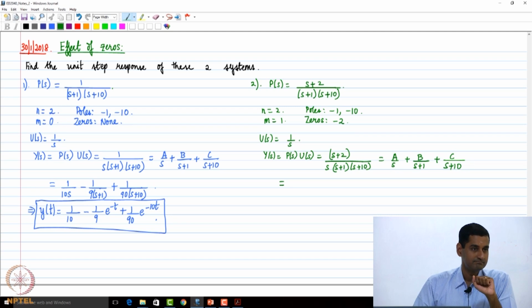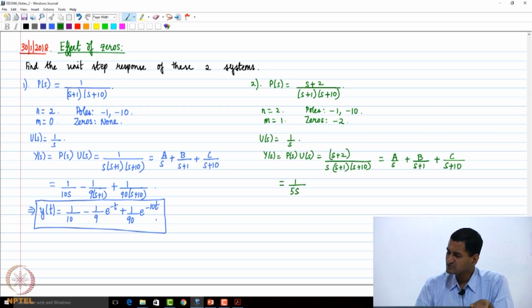What if it was s squared plus 2? Numerator was s squared? Doesn't matter, right? As long as you are not going to have a quadratic polynomial in the denominator, you can still go ahead. You will still have the same partial fraction expansion structure. So what about a? 1 by 5. Yeah, 1 by 5, right? Okay, b?